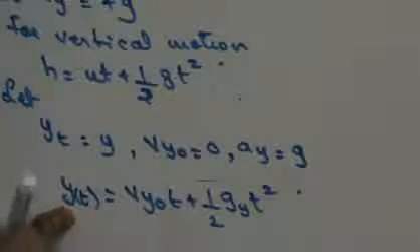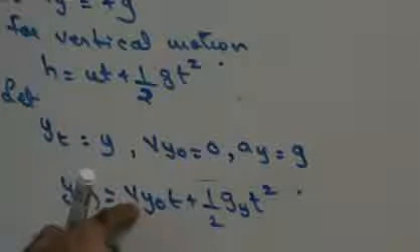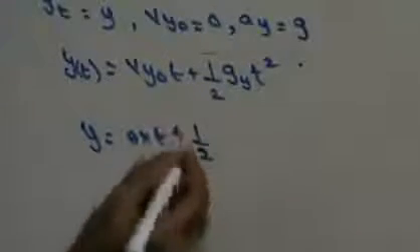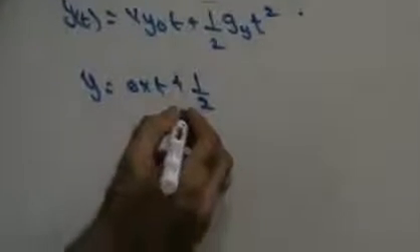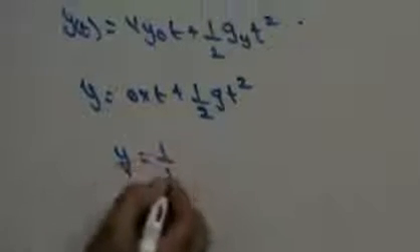Same equation, height I am writing as y(t), the distance covered along the y-axis in time t. Initial velocity I am writing as Vy0, and g as the gravitation along the y-axis. So I can say that y(t), which we have assumed as y, is 0 into t plus half the acceleration along the y-axis, which is nothing but g, times t square. So y is equal to half g t square.